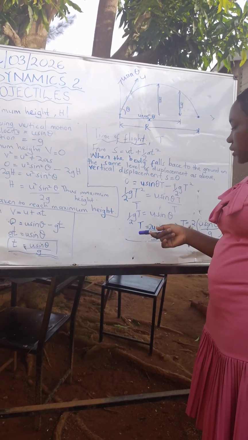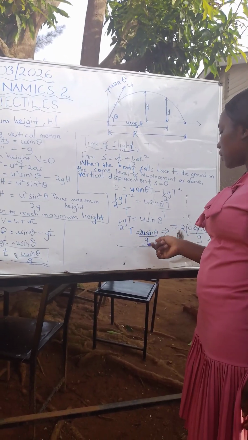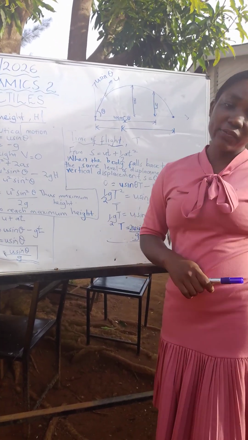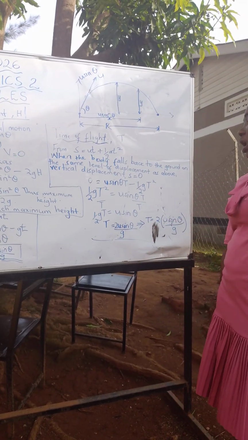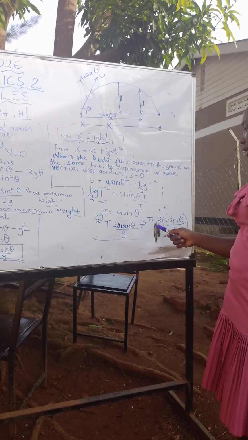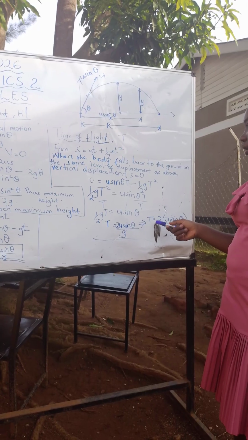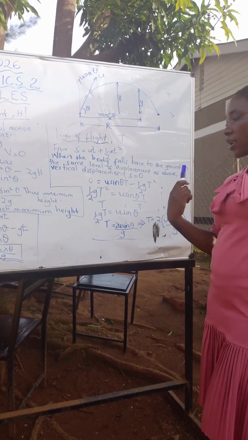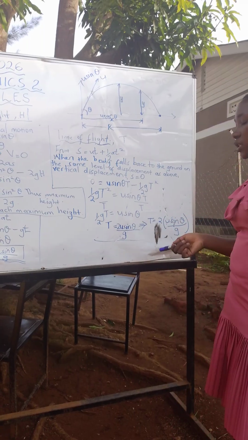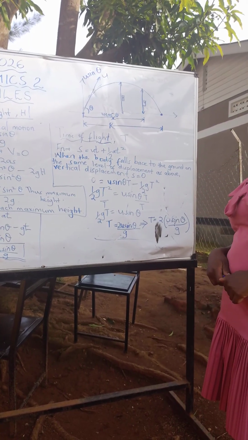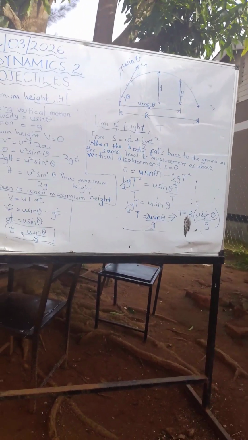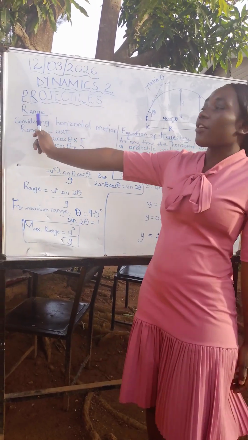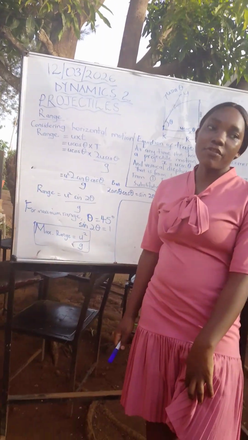So we make theta the subject, and we have 2u sine theta over g. When we simplify further, this is the final expression. We also see that the time of flight is twice the time taken to reach the maximum height. We have more derivations. Let's continue. We are going to derive the range.